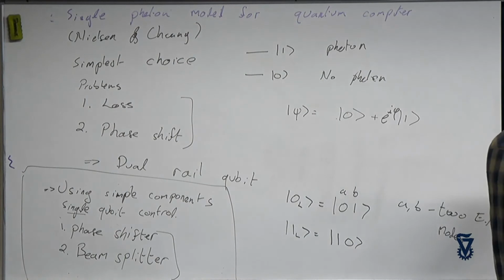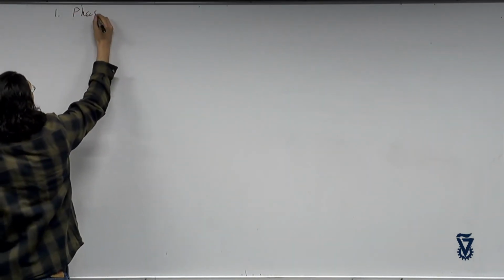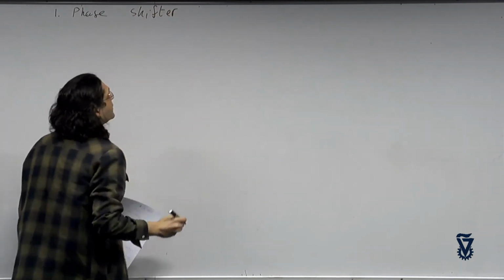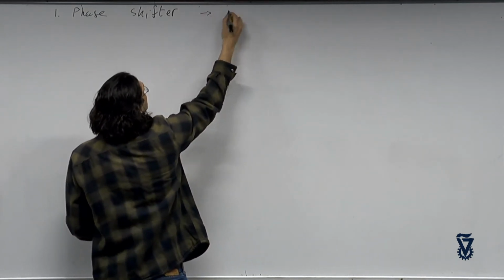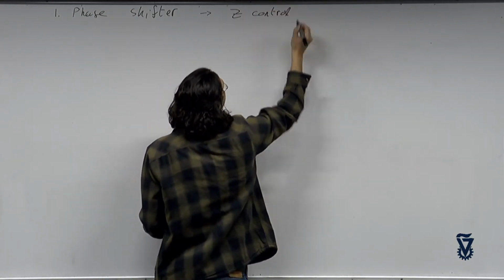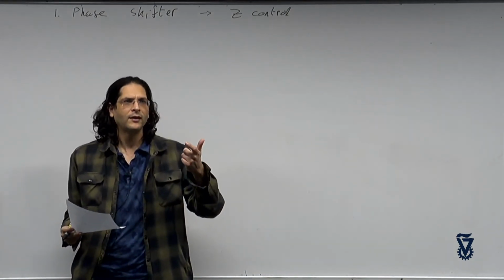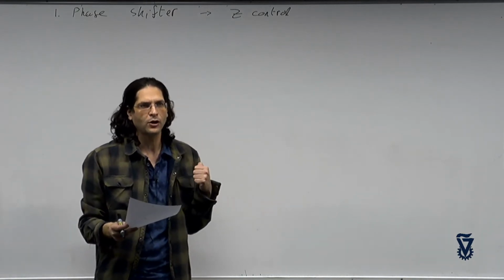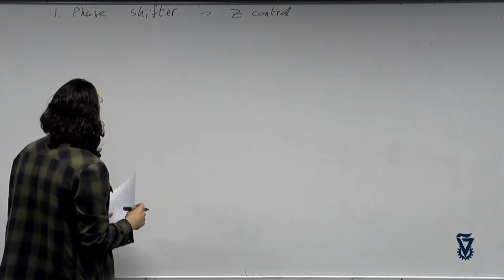The first thing we're going to do is see how a phase shifter, as you could have guessed, gives us Z control. In a sense, we took that degree of freedom away when we moved to the dual rail qubit, but we do want to gain that control. So we do want phase shifts. We just want it to be under our control.